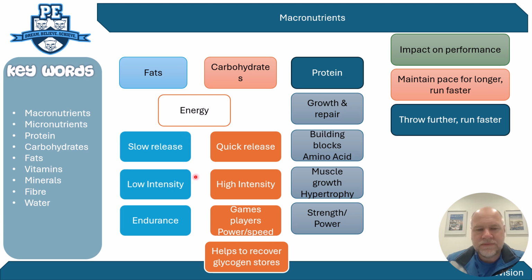So if you're doing something that's under low intensity, that might be more of an endurance event, then fats will be a better source of fuel for the athlete. So fats is a slow release of energy, and therefore would be the primary source for events that last a longer duration. Whereas carbohydrates are a quicker release of energy, and tend to be used in more high intensity activities, such as games players and power and speed based activities. So make sure you've got an example of a sporting performer or event that would use carbohydrates.